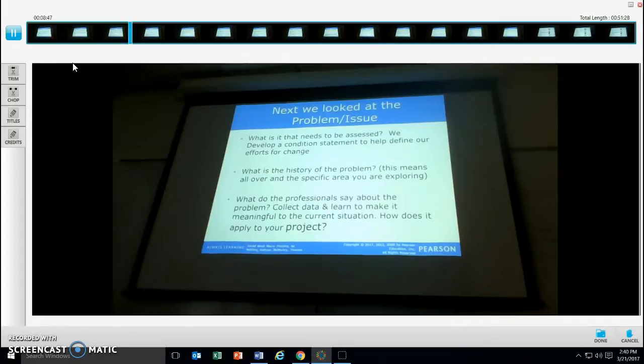So then we looked at the problem or the issue, okay? And what is it that we're trying to assess? We developed a condition statement to help define our efforts for change. Last week you all started working on this condition statement to narrow down what exactly is the problem. For example, with aging out, what are some of the problems that you determined there?